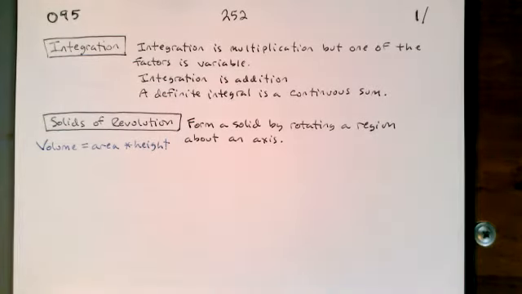Today, we're going to set up some more integrals using solids of revolution. All of our integrals are going to come from some form of multiplication. In this case, we're going to multiply area by height to get volume. So the area here is the cross-sectional area, and that's how we're going to get volume.